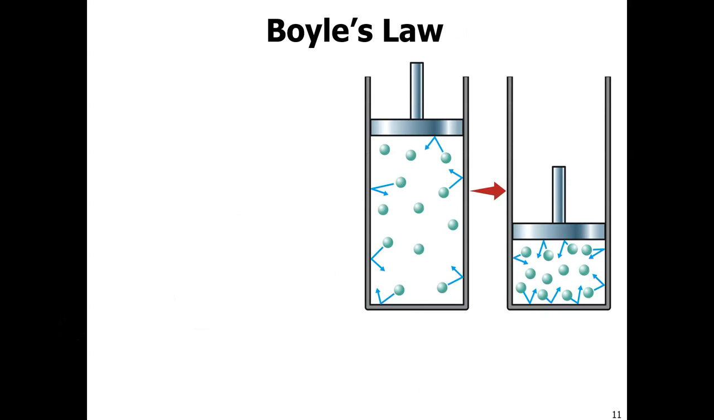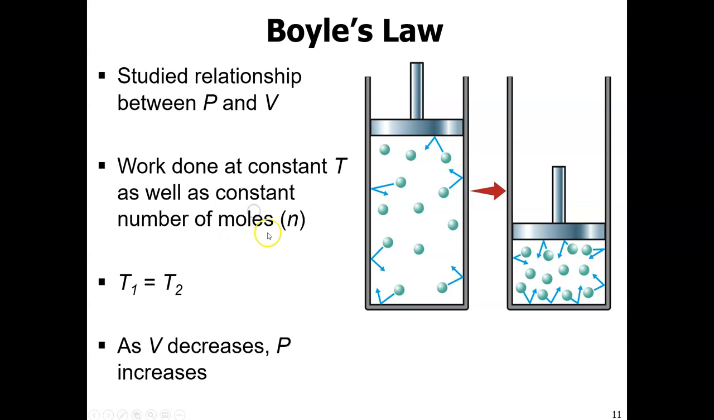Now that we've introduced this idea of pressure and what it means and how it's measured, I would like to talk to you about relationships between pressure, volume, temperature, and number of moles. One of them is Boyle's law, which looks at the difference between pressure and volume. If I have gas in a cylinder with a piston and I compress it down into a smaller volume, what happens to the pressure? Boyle's law describes that as we compress this down, the pressure is going to increase. So volume decreases, pressure increases.